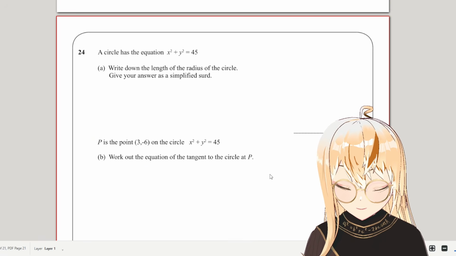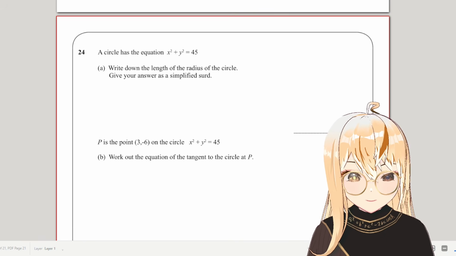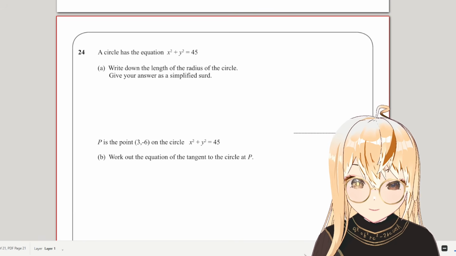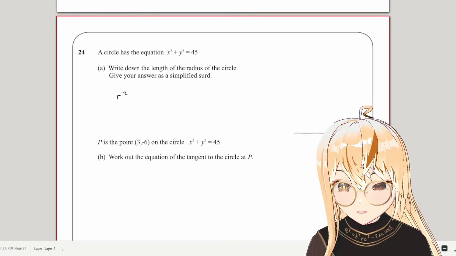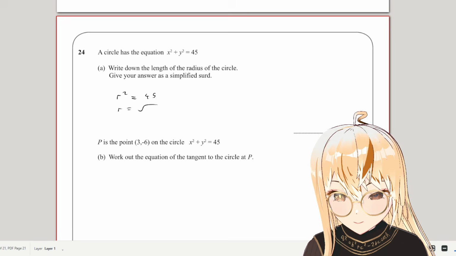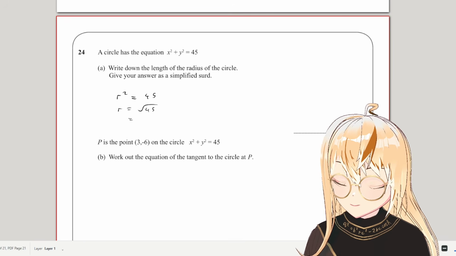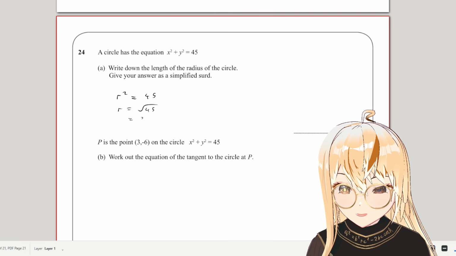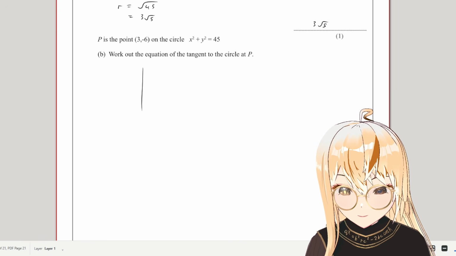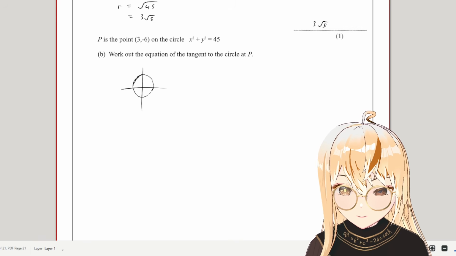Okay, and for our final question, we have a circle question. Okay, at least it's not a circle theorems question, thankfully. We know that the equation for a circle is x squared plus y squared equals r squared. So r squared is 45. So rooting that, we'll just get root 45, which is root 9 times root 5, and that's just 3 root 5. And then we can probably just draw out our circle. Not a perfect circle, but gets the job done.